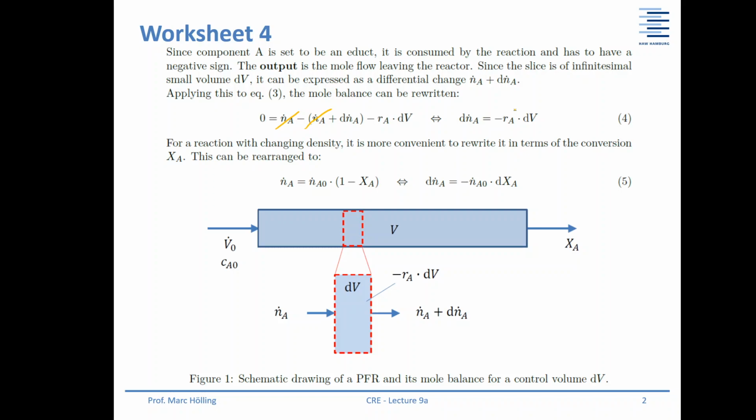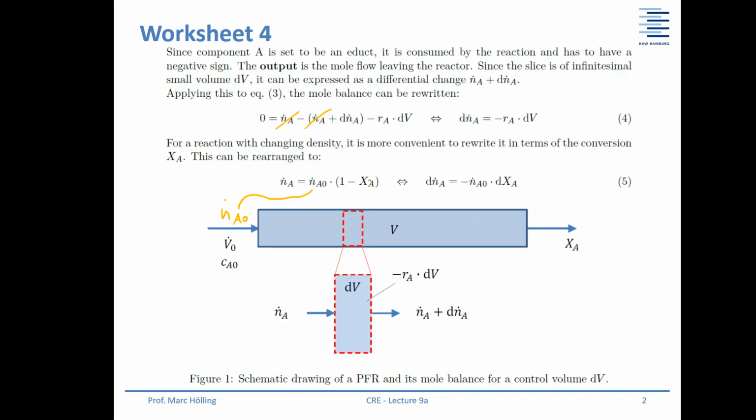But for what we are doing here, since we have a reaction with changing density, it's more convenient to rewrite it with the conversion. If you remember last time, the mole flow at some point inside the plug flow reactor is the inlet mole flow, N dot A0, times 1 minus the conversion of component A.